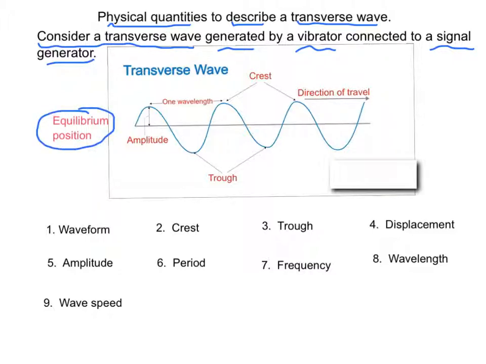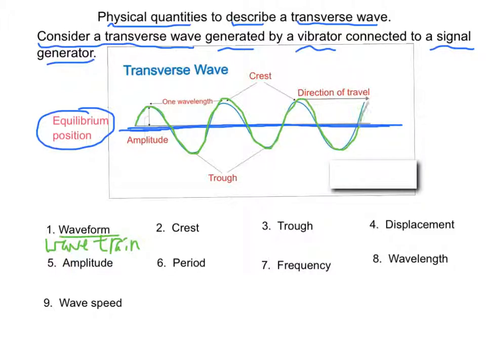Equilibrium position is the position of all the particles on the string before a wave is set up. Therefore, this line is called the equilibrium position. Waveform, or we say wave train, represents the shape of the wave at a certain instant. In this case, this is the waveform, or wave train. Displacement is the distance between the particle and the equilibrium position. For example, for a particle P, the displacement of particle P is the distance between P and the equilibrium position. If displacement is y, we say y.